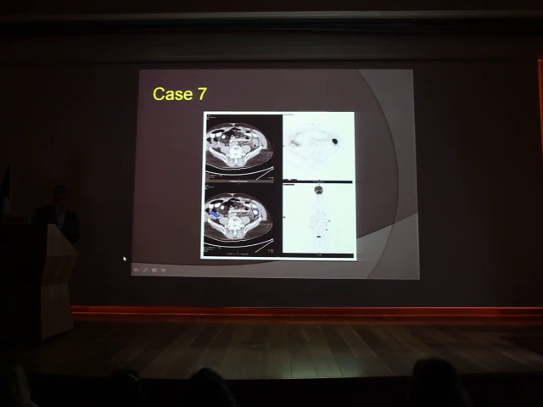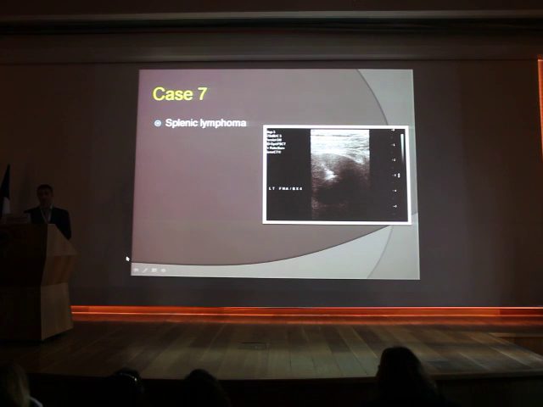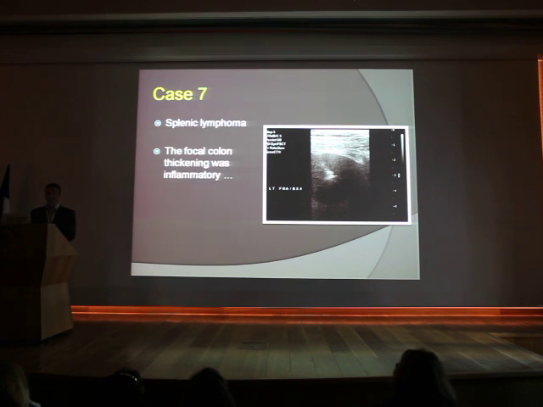Now, should we do a biopsy? The thing is that with colon cancer, if we have a single metastasis, sometimes we can do a splenectomy, or sometimes in the liver we can do some resection, and that could be the treatment. So the decision was to do a biopsy of the spleen, and this biopsy was performed. You can see the needle over here, and it was found to be splenic lymphoma. The lesion in the colon, however, was only inflammatory. So therefore, it is important to perform the biopsy.